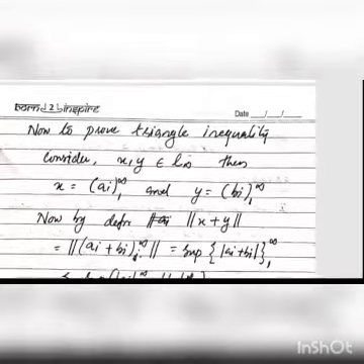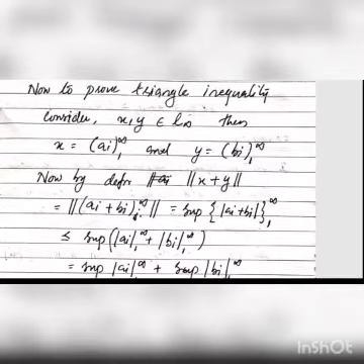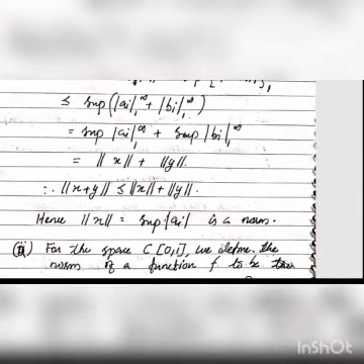And this quantity is less than or equal to the supremum of mod ai plus mod bi. That's equal to the supremum of mod ai plus the supremum of mod bi. Now by definition this is nothing but the norm of x plus the norm of y. Therefore we get the triangle inequality: the norm of x plus y is less than or equal to the norm of x plus the norm of y. Hence the supremum of mod ai is a norm.